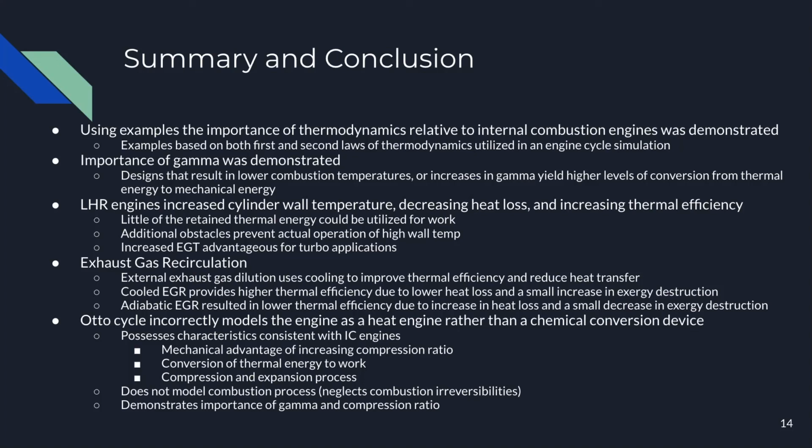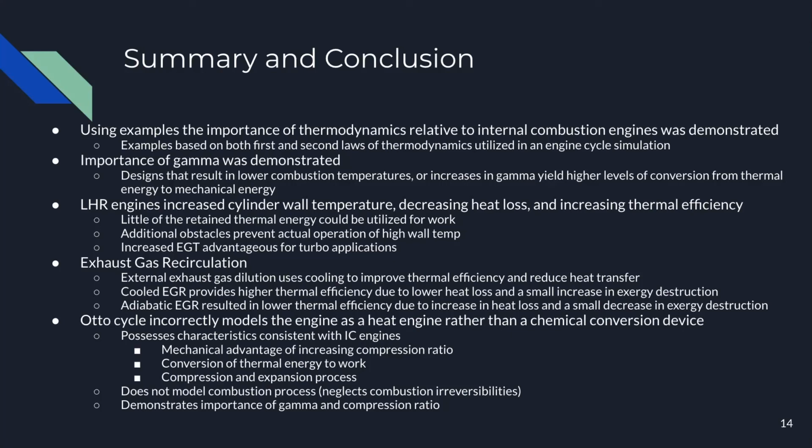There are some obstacles in doing so, including the materials, where typically we'd want to use a ceramic, but couldn't because of the durability. And then we saw that if you were able to increase that wall temperature, you'd typically be able to get a little better efficiency out of your turbo. And in the second example, we saw that exhaust gas dilution or recirculation basically just recirculates gases from the engine to improve thermal efficiency overall and reduce your heat transfer into the engine.